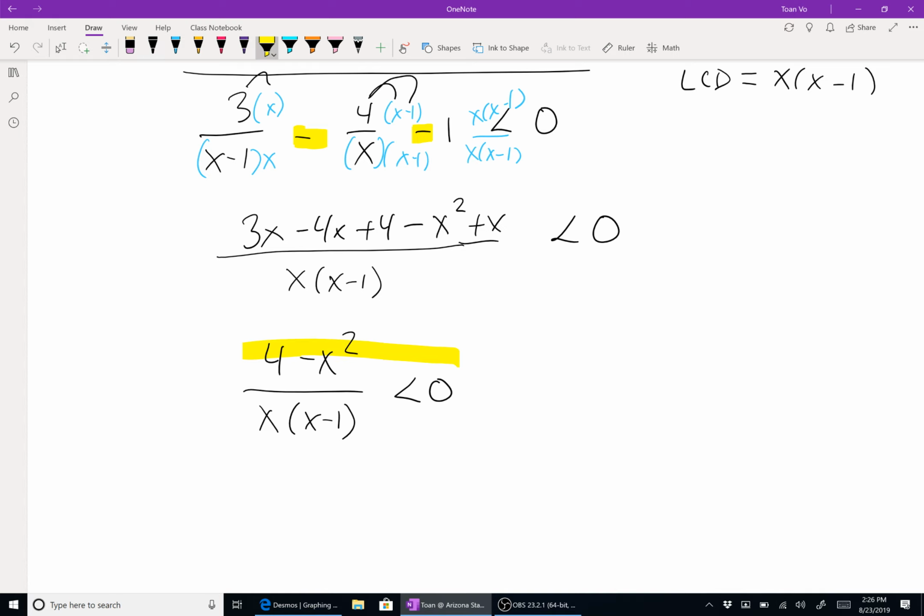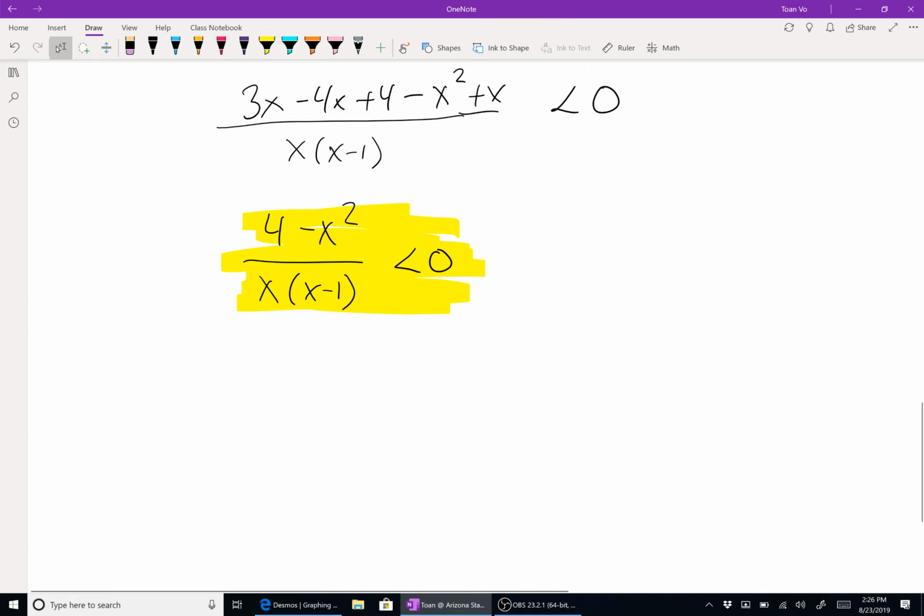So now it's time to pretend. I'm not going to forget about him, I'm going to remember him, but I'm going to set separately the top equal to 0, and separately set the bottom equal to 0. And then just solve like normal.